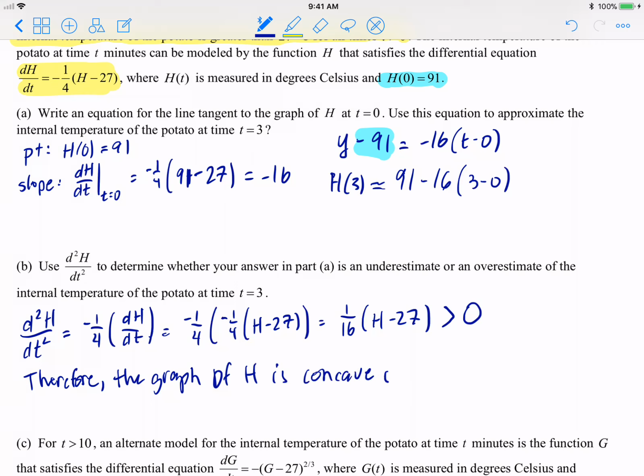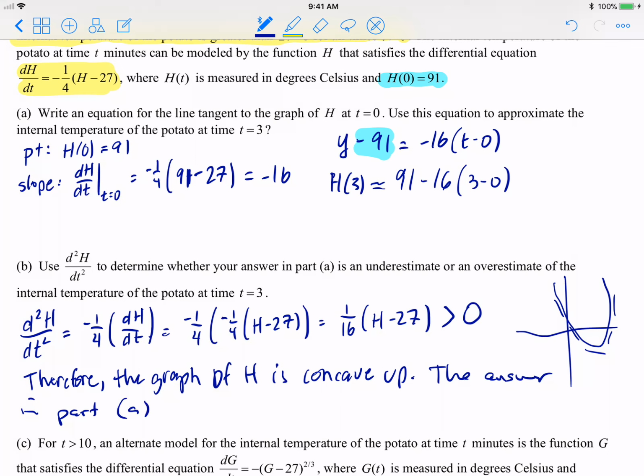Okay, well, how does that help us determine if our answer from part A is an underestimate or an overestimate? Well, remember, when we first started talking about concavity, I had you memorize that if a function is concave up, where are its tangent lines? Okay, hopefully you said below. So all of our tangent lines are below the function here. That means that our answer in part A underestimates the actual value of h of 3. So we're going to say the answer in part A is an underestimate.